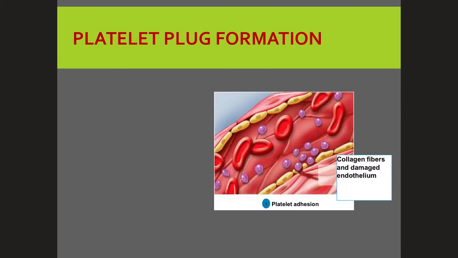After vascular spasm, then platelet plug formation can occur. Platelet plug formation occurs in a series of steps. The first seen here is platelet adhesion. Platelets are going to contact and stick to parts of the damaged blood vessel. This is due to signals being released once the blood vessel has been damaged.